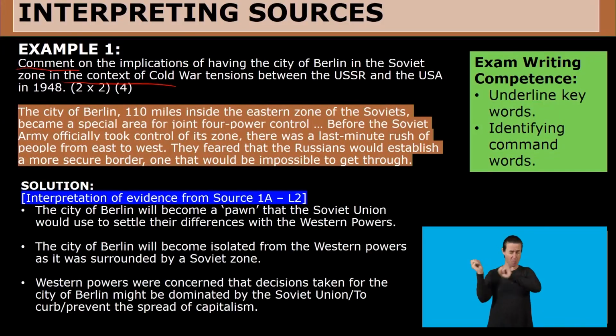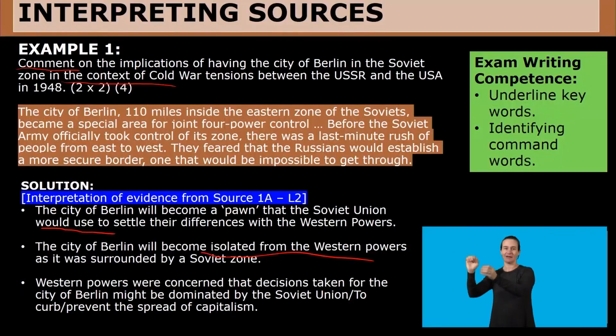If you look at the solution there, it says the city of Berlin will become a pawn that the Soviet Union would use. Very important, because then it shows effect. It would use it to settle their differences with the Western powers. The city of Berlin will become isolated from the Western powers, because you will remember that Berlin was divided into East and West. Western powers were concerned that decisions taken for the city of Berlin might be dominated by the Soviet Union, because Berlin was situated in their zone. So those are the possible responses that you will have to give.